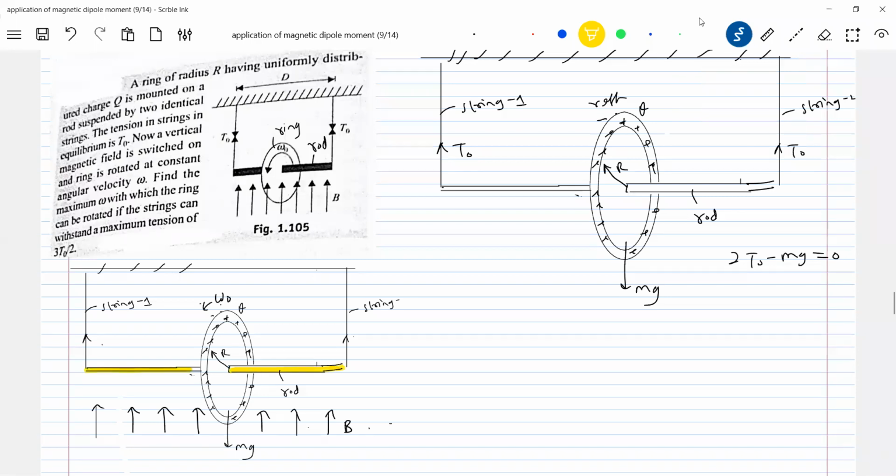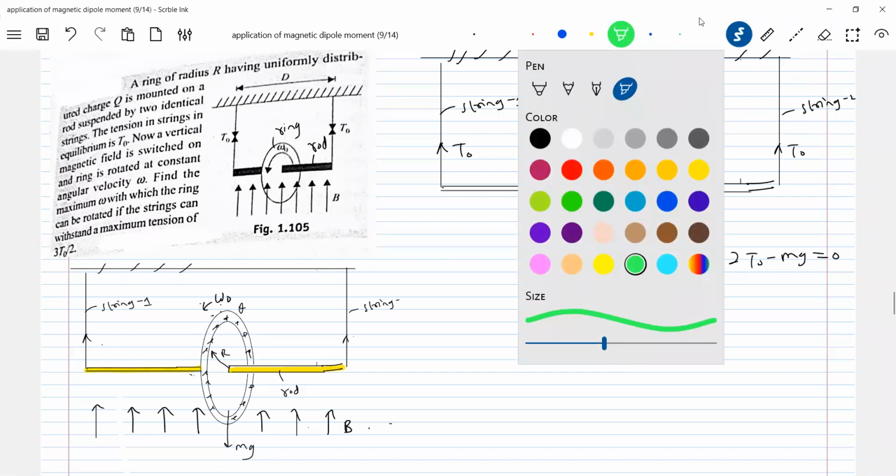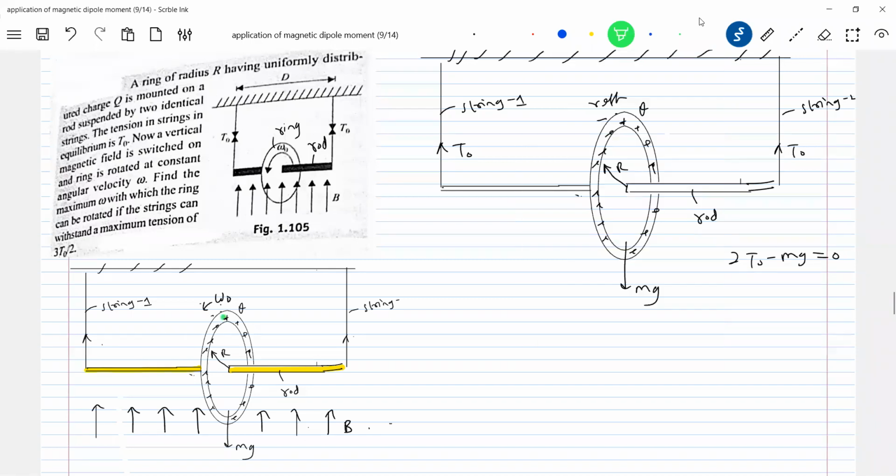Now there is a rod and this is the ring. Why that condition for angular velocity? Let's go for a rotating charged particle. Will it have any dipole moment? Go back to yesterday's idea. A rotating charged particle, will it have any dipole moment? Yes, it will.